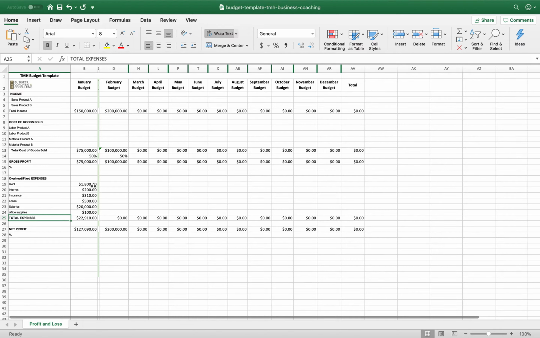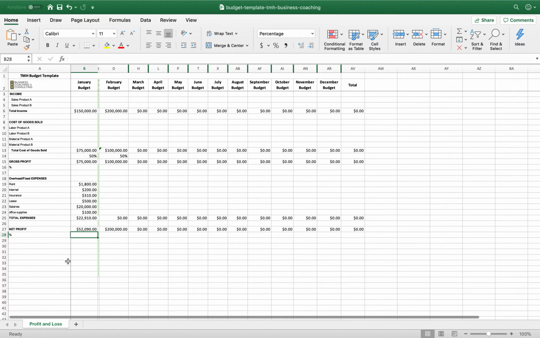You know what you'll pay for rent, you know what you're going to pay for internet, for advertising, for salaries, etc. Okay? So they all add up to total overhead expenses of $22,910. And your net profit, the formula is already in there for you, is your gross profit minus your total expenses.